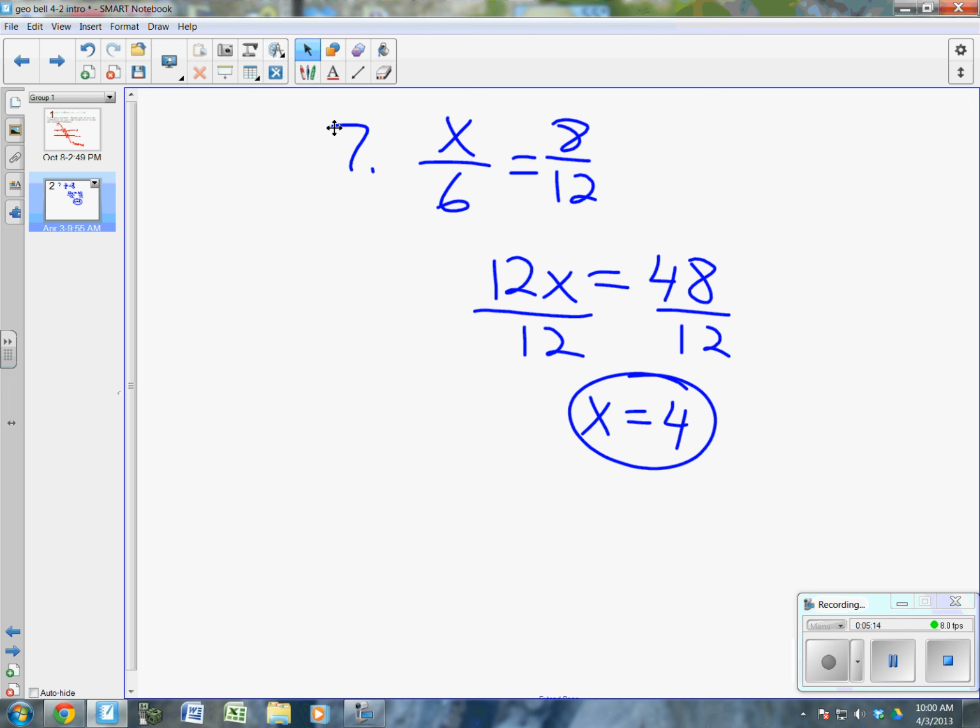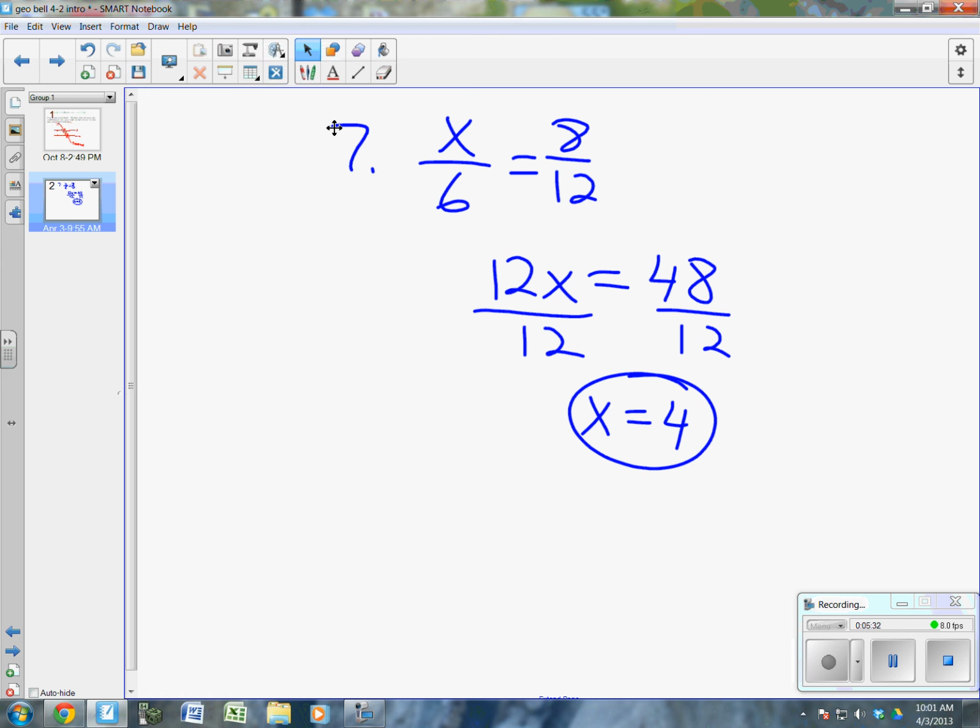Did you come up with the right answer, but you showed your work? Then that works. Okay, number 8, write a proportion to find the missing measure for y, then find y.